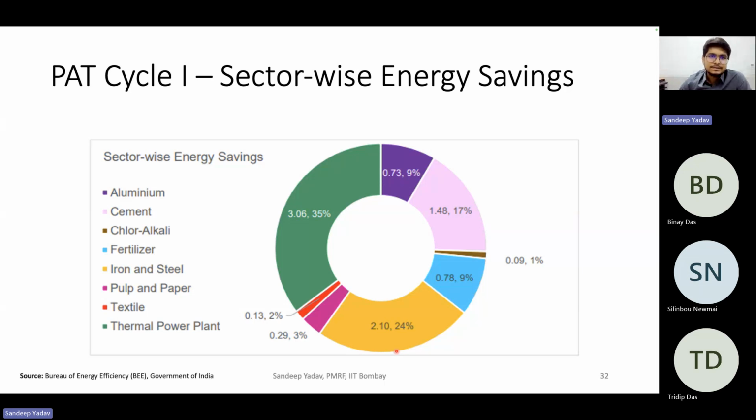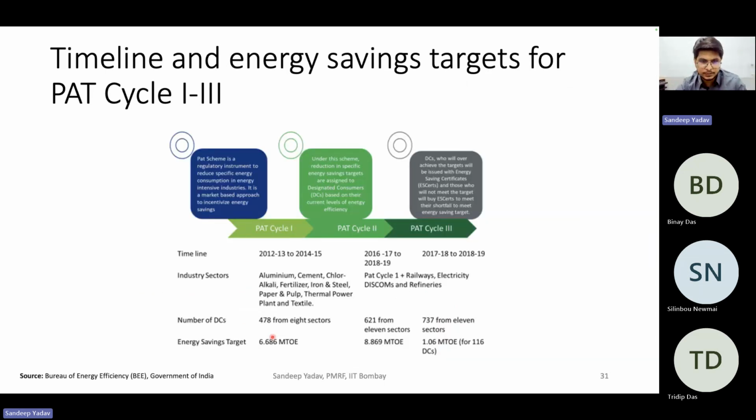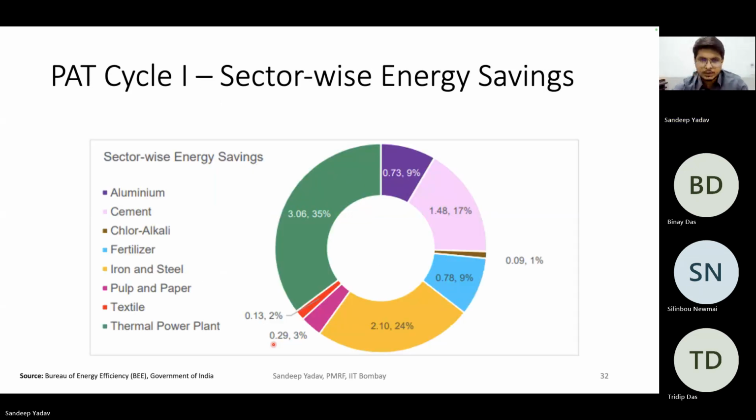There are a few results for PAT cycle 1. If you see the sector-wise energy savings, you can see the green one. Thermal power plants saved the most, about 35% of the energy savings. Of the 6.86 target, 3.06 was achieved by power plants alone, followed by iron, steel, and other industries.